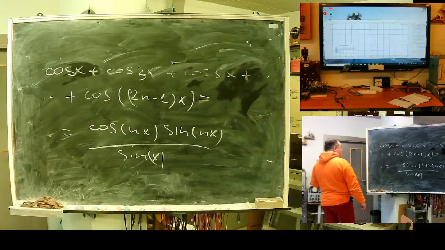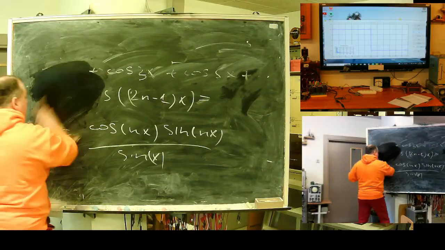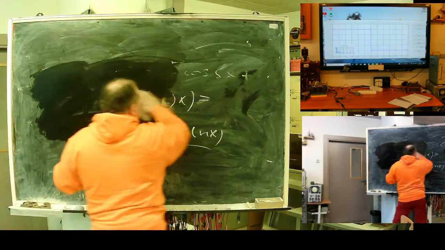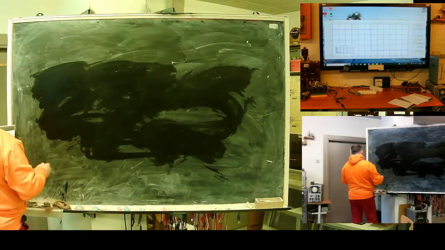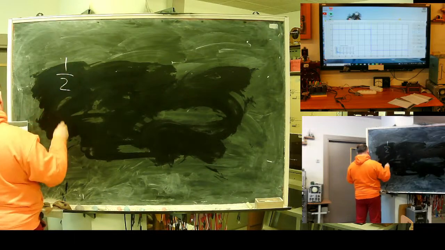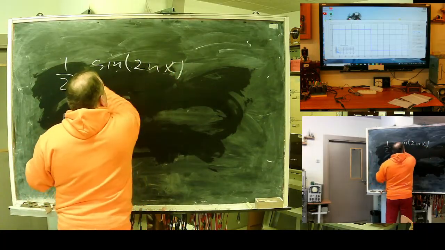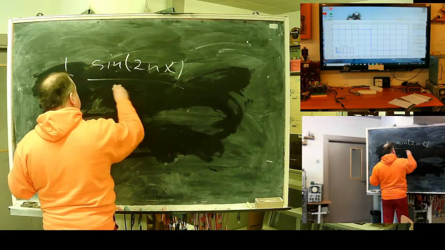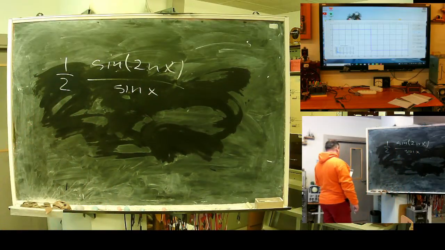The sum of cosines can be substituted with one half of sine 2nx divided by sine of x. This is solvable. Yeah?